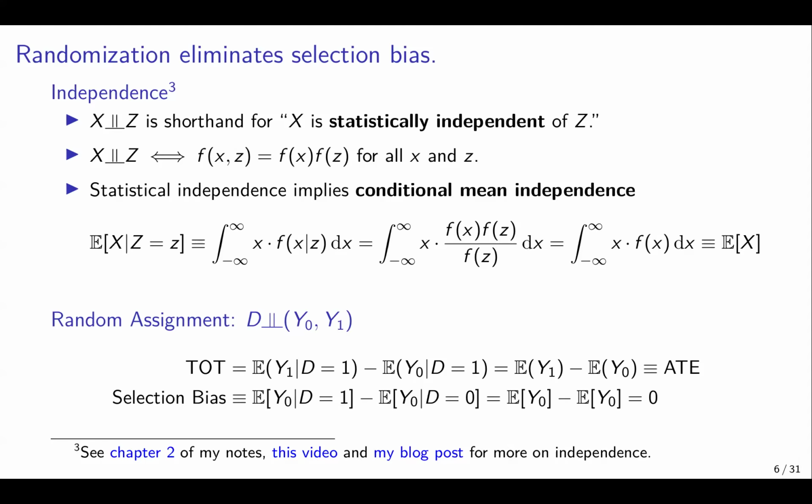And here I'm using this statistical independence implies conditional mean independence. So the expected value of Y1 given D is 1 will just be exactly the same thing as the unconditional average, the expected value of Y1. And the same goes for the expected value of Y0 given that D is 1. It'll be just exactly the same thing as the unconditional average, the expected value of Y0. And moreover, the expected value of Y0 given D is 1 will be the same as when D is 0. If we randomly assigned people to go to university or not go to university, then knowing that you went wouldn't tell me anything about you. In particular, it wouldn't tell me anything about your outside option had you not gone to university. So random assignment actually completely eliminates selection bias, and it also makes the TOT equal to the ATE.